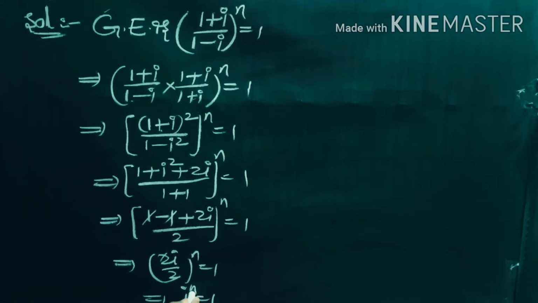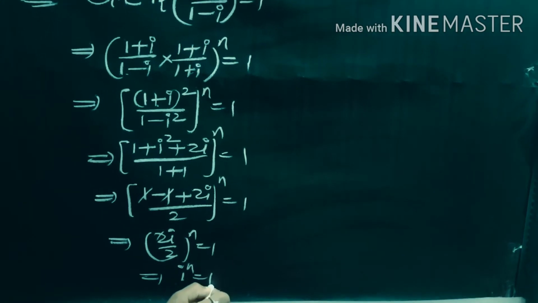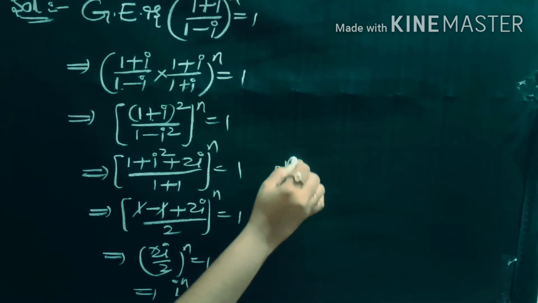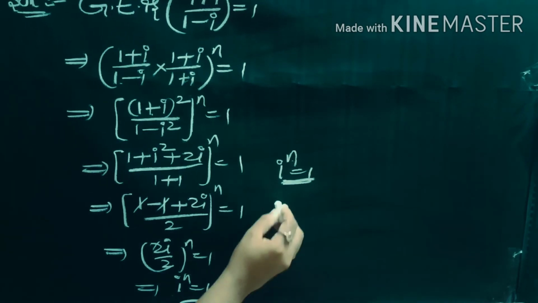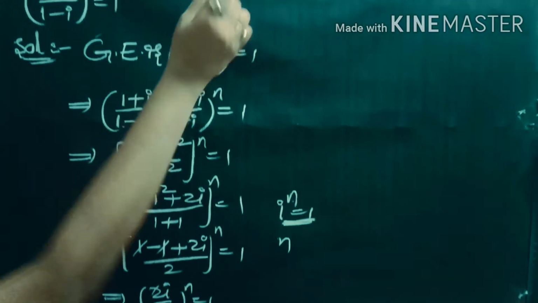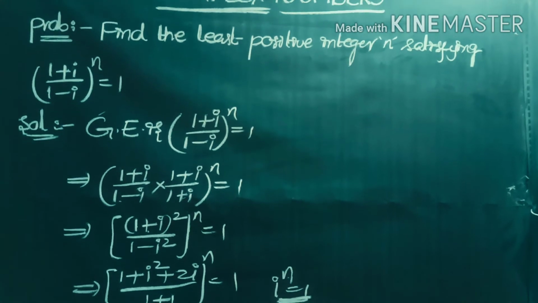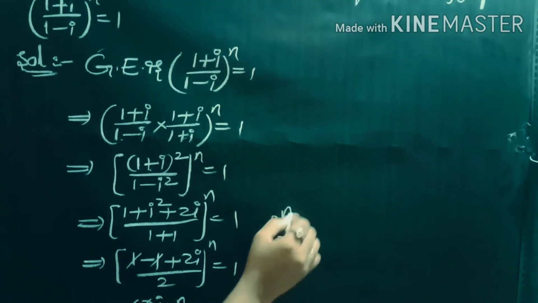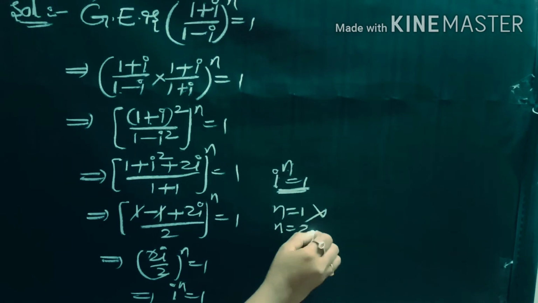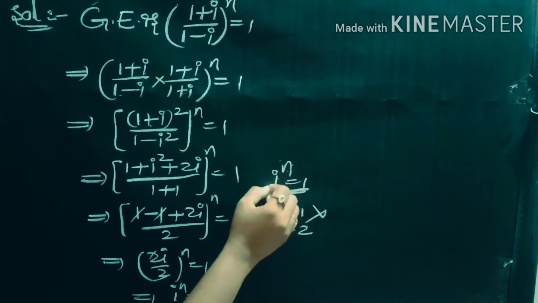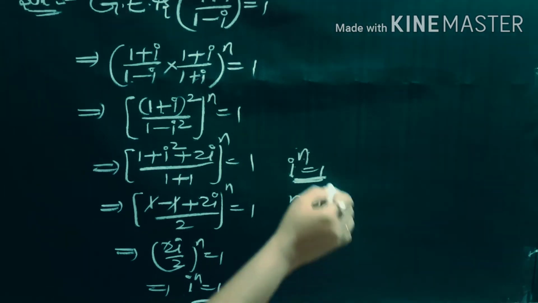Now we want to find the value of n for which this equation returns 1. So here i^n is equal to 1. What is the value of n which satisfies that equation? For the least positive integer, first I take n equal to 1. Then what does it return? i^1, which is not equal to 1. Next we take n equal to 2. Then it returns i², which is equal to -1, which is not equal to 1.